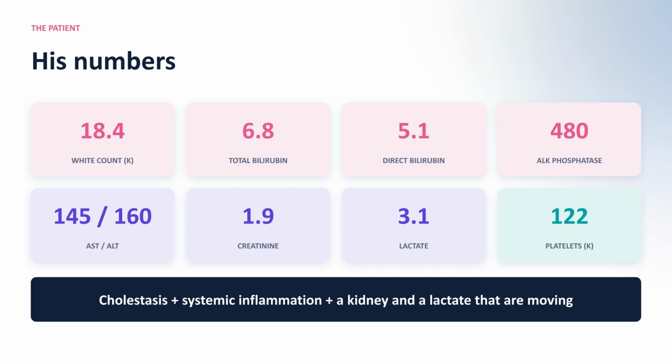Creatinine 1.9, up from a baseline of 1.0. Lactate 3.1. Platelets 122,000. Read this as a whole. A cholestatic pattern with systemic inflammation, plus a kidney starting to fail, and a lactate starting to rise. He already meets the Tokyo criteria for inflammation and cholestasis. Now we need the imaging.